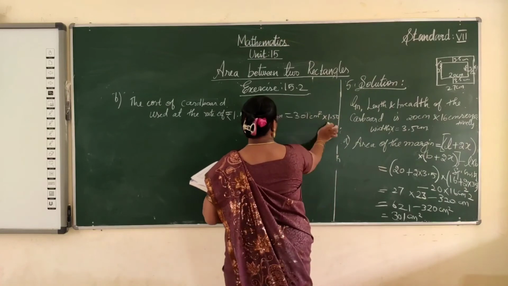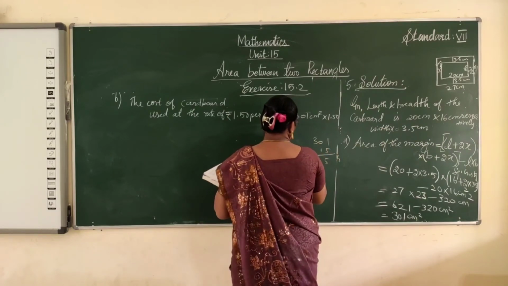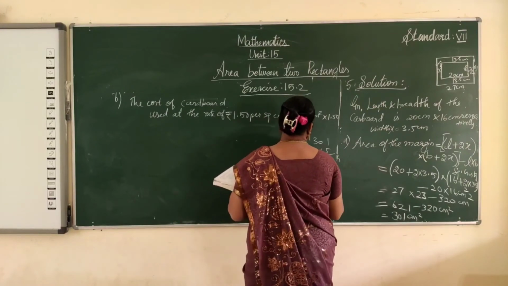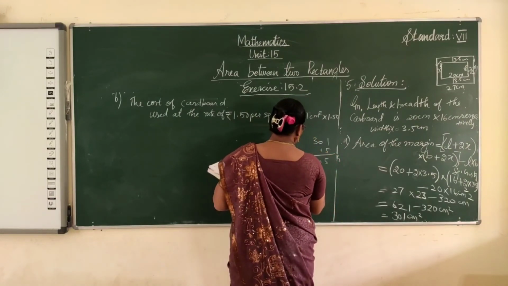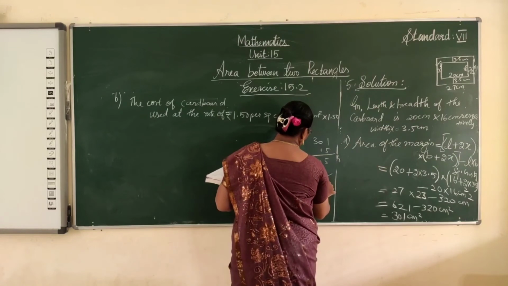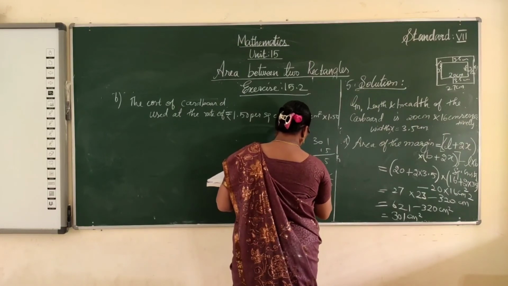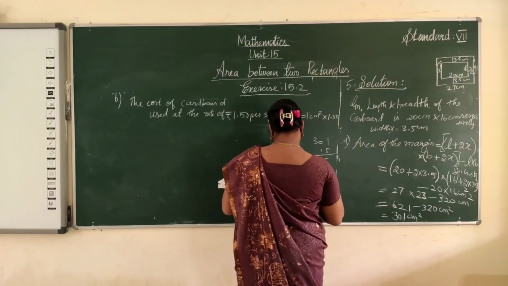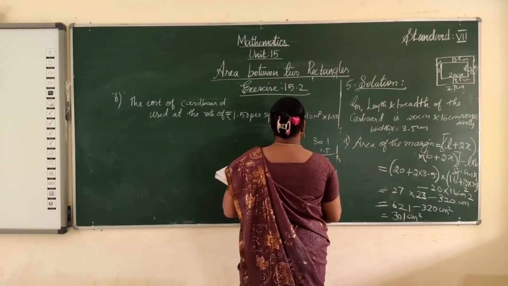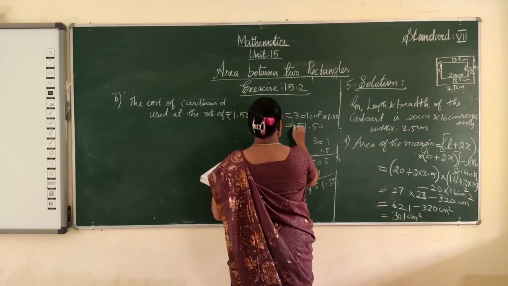So we have to multiply this: 301 into 15. 451.50 pies.